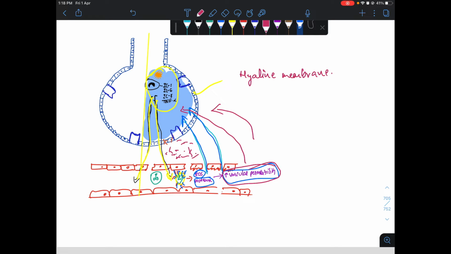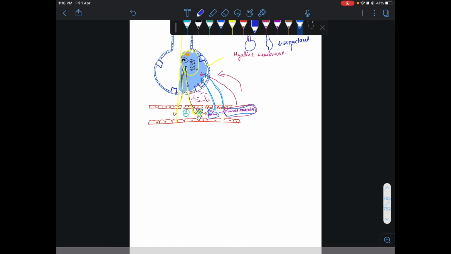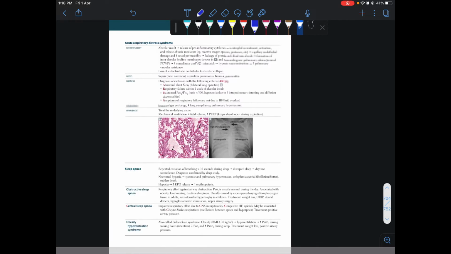And due to loss of these pneumocytes, because type 1 and type 2 pneumocytes are necessary for decreasing the surface tension, especially type 2 pneumocytes decrease the surface tension by producing surfactant. When these pneumocytes are destroyed, there will be collapse of the alveoli. If this is the normal alveoli, there will be collapsing of the alveoli due to decreased surfactant. This is the pathophysiology of the ARDS.